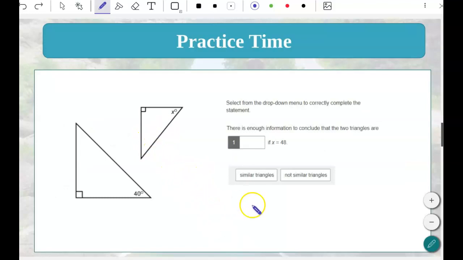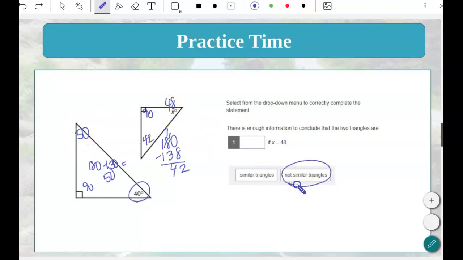So this one, it says select either similar or not similar. There is enough information to conclude that the two triangles are either similar or not if x is 48. So this is 48. This is a right angle, so we know that's 90. And then those two add up to 138. And you do 180 minus 138. You can do it on the calculator. That's equal to 42. This says 40. This is 90. Those two add up to 130. And 180 minus 130 is 50. So they are not similar because those angle measures are different.